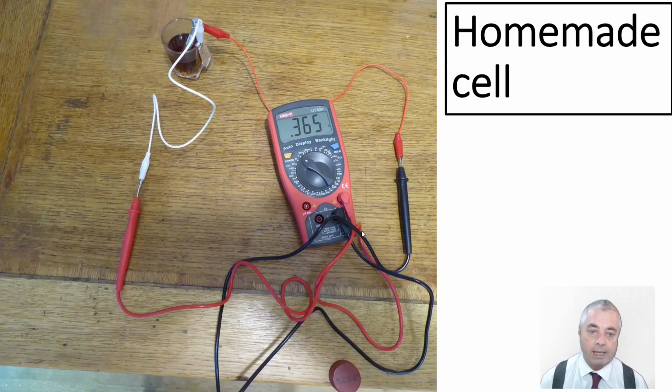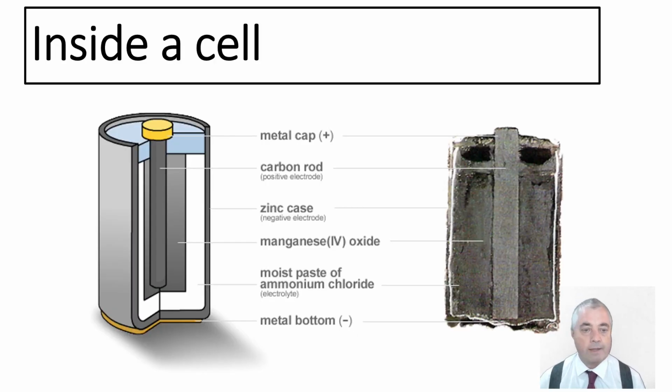And you can see that this cell here that I've made is producing a voltage of 0.365 volts. So it's not a particularly good cell, certainly not as good as the cells that I used in the circuit, but it's a cell nevertheless. And I hope you're asking yourself, what is a cell like inside? This is what a cell is like inside.